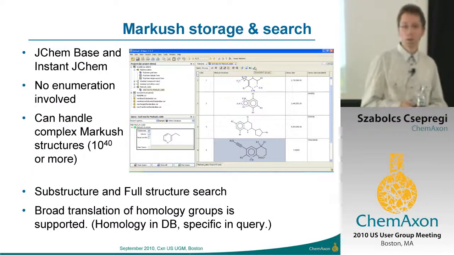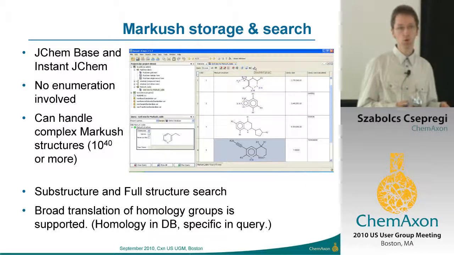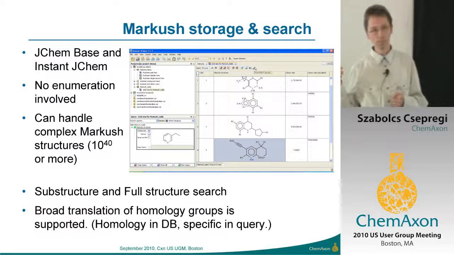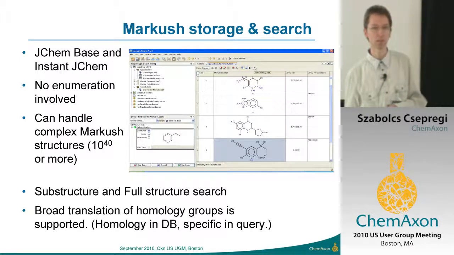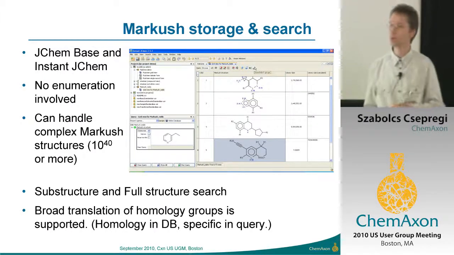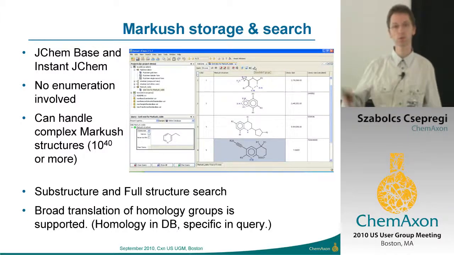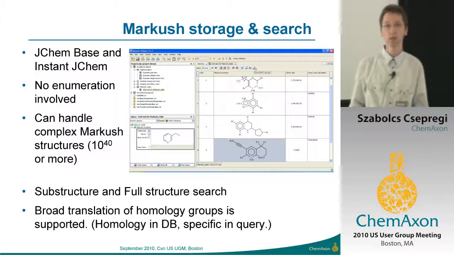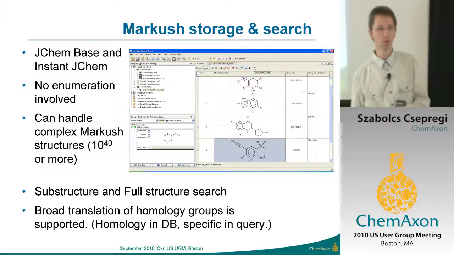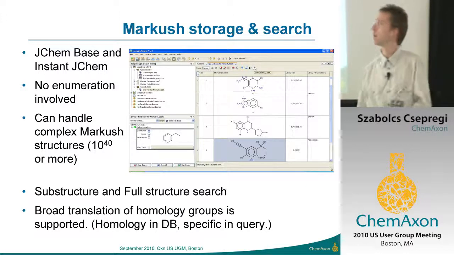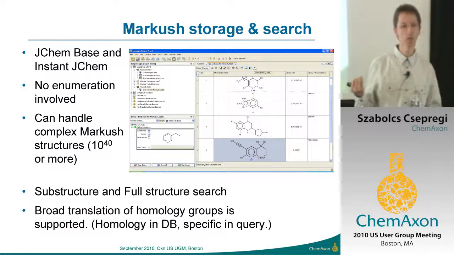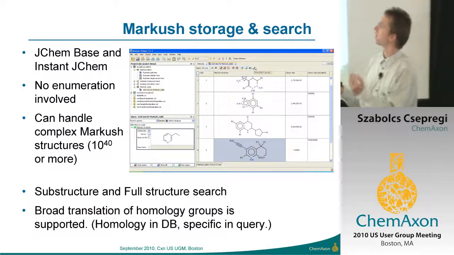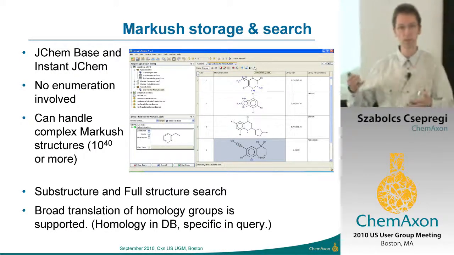Okay. In addition to enumeration, we can also register Markush structures in any of our chemical database tools. So, for example, in Instant JChem or JChem cartridge, it is possible to create a Markush table and register Markush structures in it. Then it is possible to search these Markush tables, and basically this search works in a way as we were searching for the enumerated library.